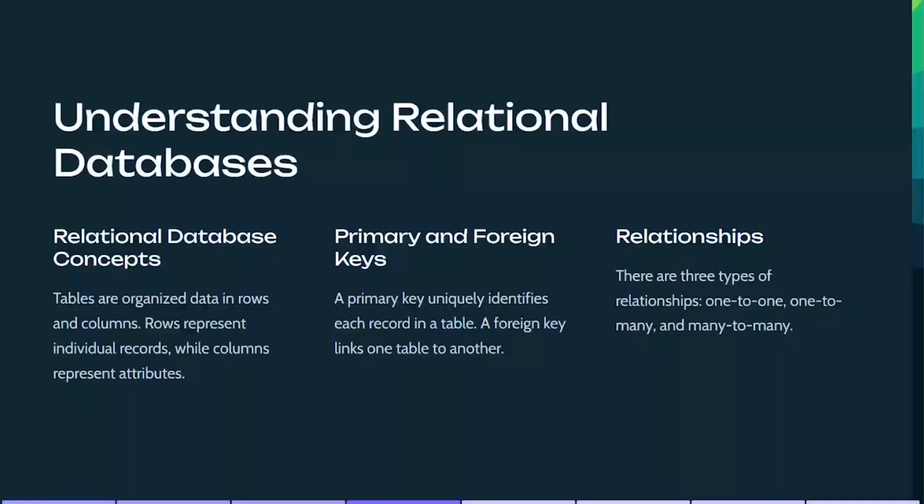So, relational database concept. The tables are organized, like I said when we were defining what a database is. We said it is an organized collection. So tables are organized in rows and columns. Rows represent individual records, while columns represent the attributes.